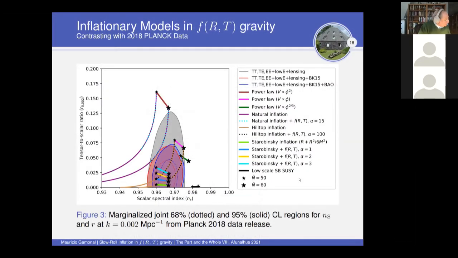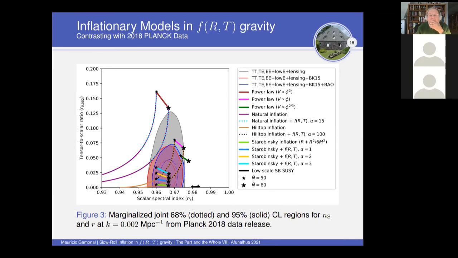And this is the most important plot that I want to show you. This is the marginalized joint 68% and 95% of the Planck data given in 2018. We can see the shaded regions are what Planck constrained values of the tensor to scalar ratio and the scalar spectral index. And the stars are the limits of the prediction of the potentials of different models. And we can see here that the light green line, which is the prediction of Starobinsky inflation, is shifted towards higher values of the tensor to scalar ratio if we change the value of alpha. So this model could modify the prediction of the tensor to scalar ratio of the Starobinsky inflation model.